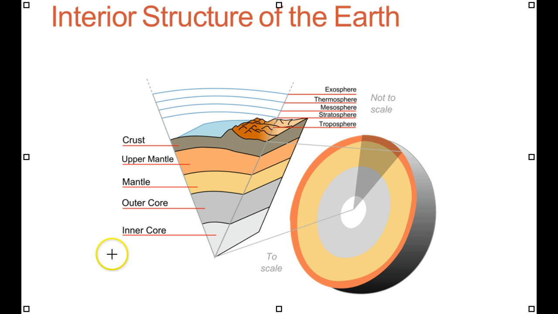Okay, now we're going to do the opposite. We're going to work from the center of the Earth out. So here we find the inner core. The inner core is a primarily solid sphere, about 1,220 kilometers in radius, and situated as close to the center of the Earth as you can get.